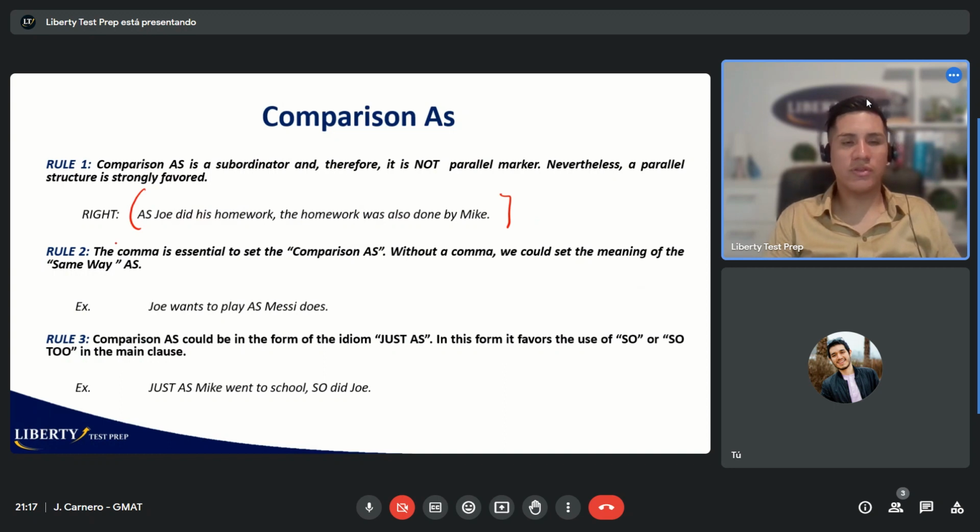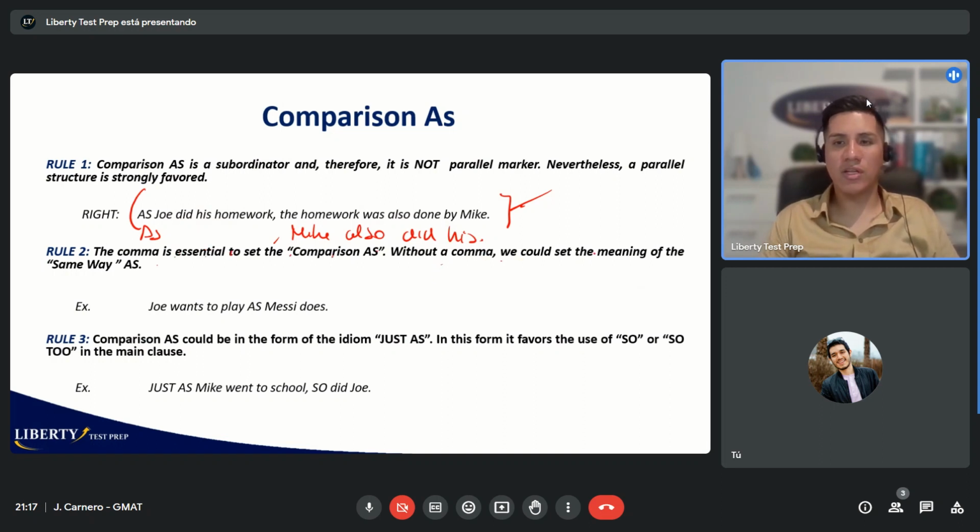Before going into rule number two, we want to mention something, right? If you had something that says, "As Joe did his homework, comma, Mike also did his", that would be better. It doesn't mean that the first one is wrong. The first one is correct, but that would be better. Okay, so rule number two: the comma is essential to set the comparison "as".